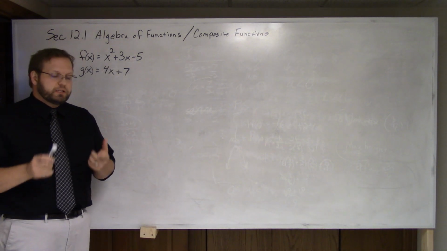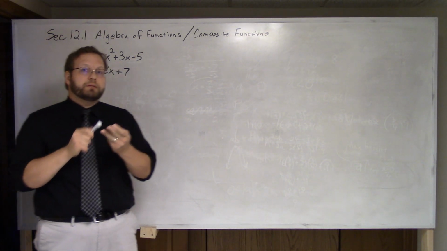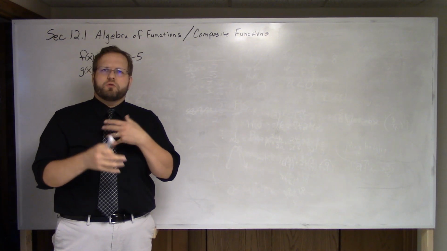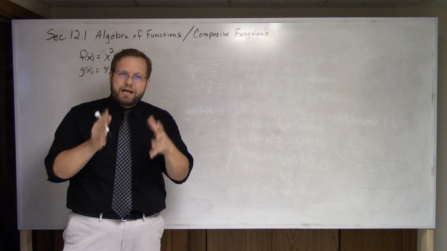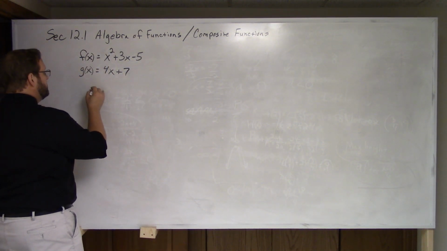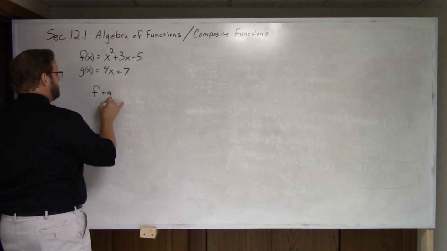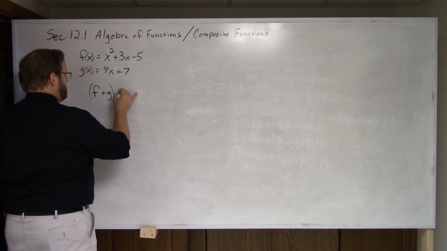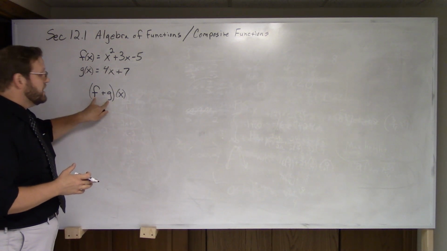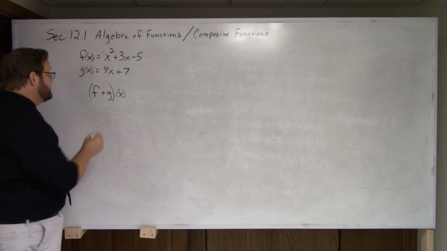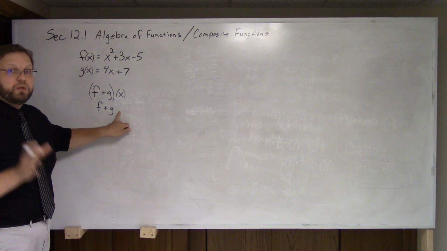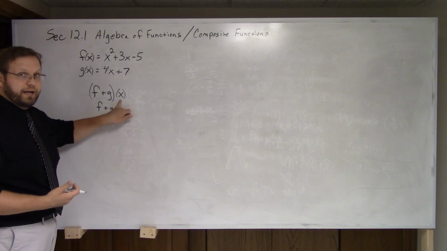The algebra of functions talks about how we add, subtract, multiply, and divide different function values. So this is why I am calling it more an arithmetic of functions. But it's algebra because we're dealing with algebraic expressions. So let's say we have something like f plus g. Now that is the function notation of the sum of these two functions. Sometimes we simply write it like that where there's no input listed. When that happens, it's understood to be that x.